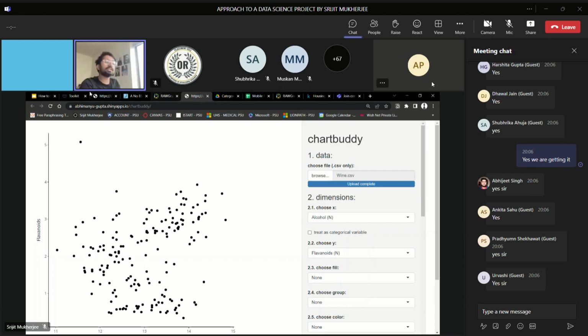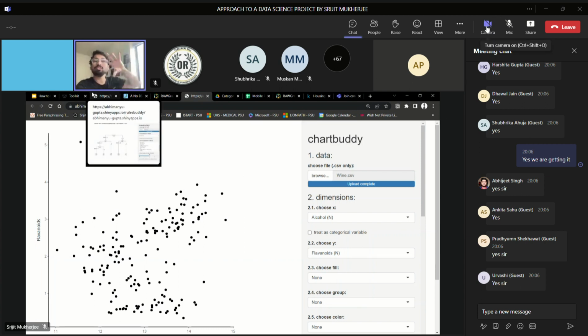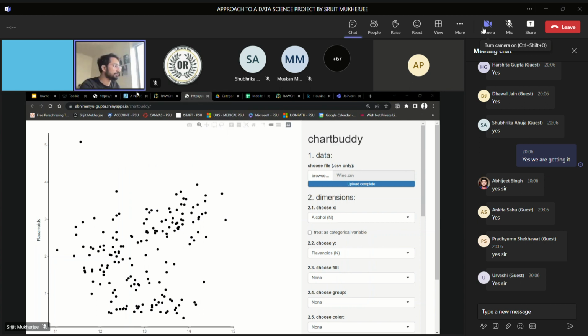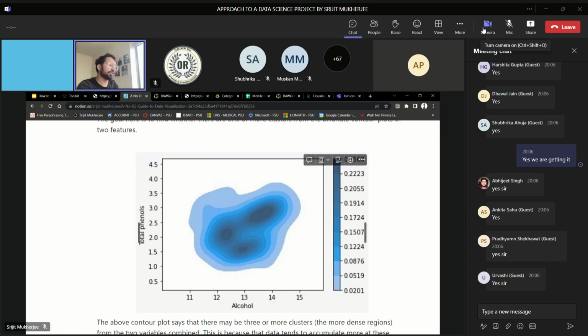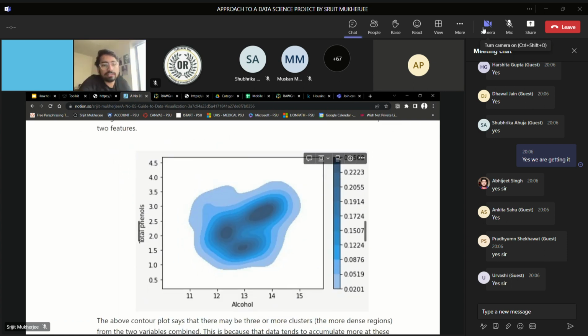So what does it give? It is given by, as I've shared with you, a contour plot. So I will show you the contour plot probably. This is one example of the contour plot. You can see for total phenol and alcohol that there are almost three clusters.